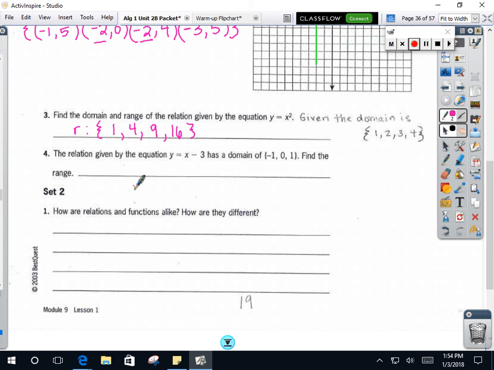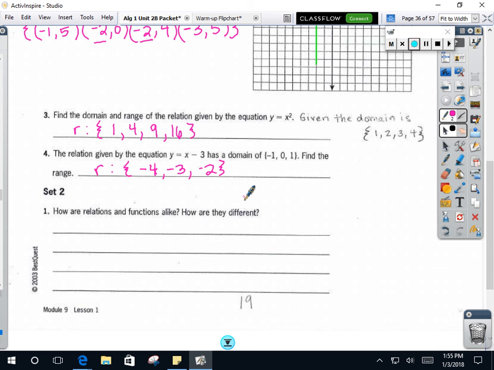Okay, so now let's try number 4. The relation given by this equation, y equals x minus 3, has a domain of negative 1, 0, 1. Find the range. So what are we going to do to find the range? Just plug them in. These are our inputs. We input them into the x place and then take away 3. So that would give us what numbers? Negative 4, negative 3, and negative 2.